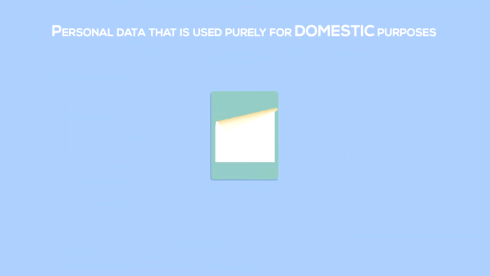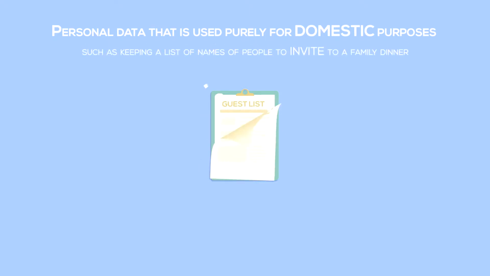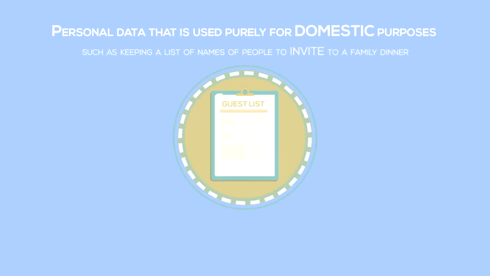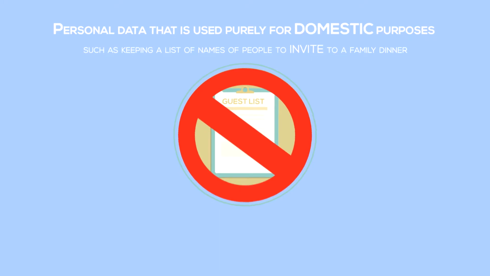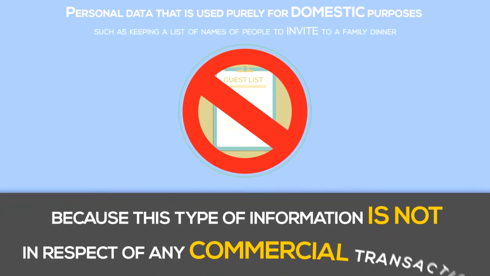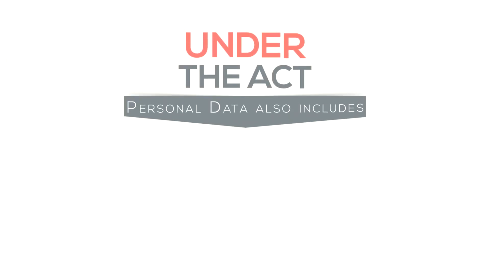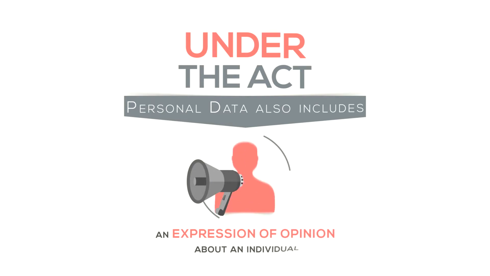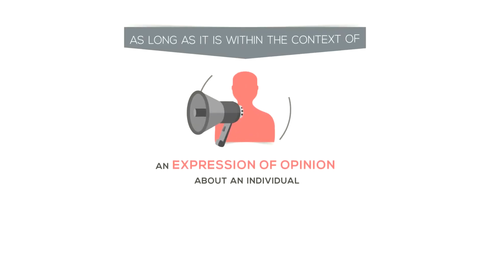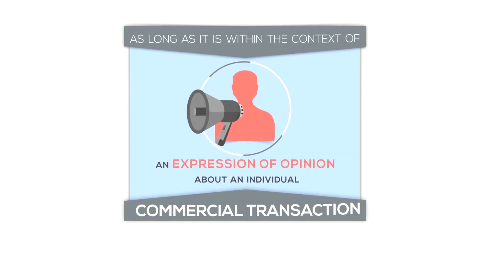Personal data that is used purely for domestic purposes, such as keeping a list of names of people to invite to a family dinner, will not be covered under this Act because this type of information is not in respect of any commercial transaction. Under the Act, personal data also includes an expression of opinion about an individual, as long as it is within the context of a commercial transaction.